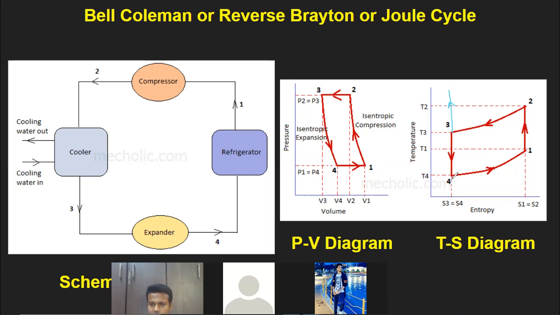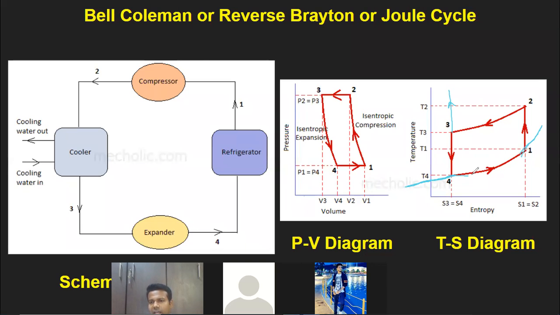So when we move from point number 4, again you will get some lines like this. From point number 4, we have this line. Let us see, this is a constant pressure line. Just see this, this is a constant pressure line. So from point number 4, there are two possibilities.